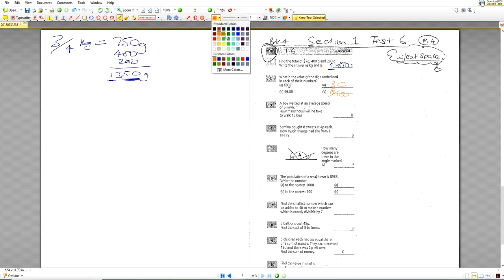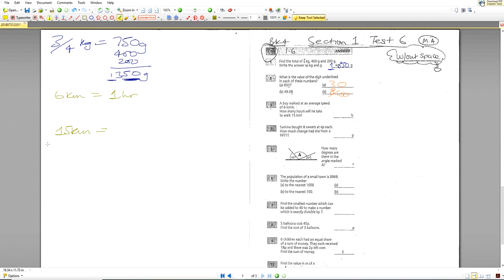Okay, right, let's use a different color now, green. A boy walked at an average speed of 6 kilometers an hour. How many hours will he take to walk 15 kilometers? So that looks like a ratio question. So we have here 6 kilometers. He is walking in 1 hour. And he needs to get to 15 kilometers.